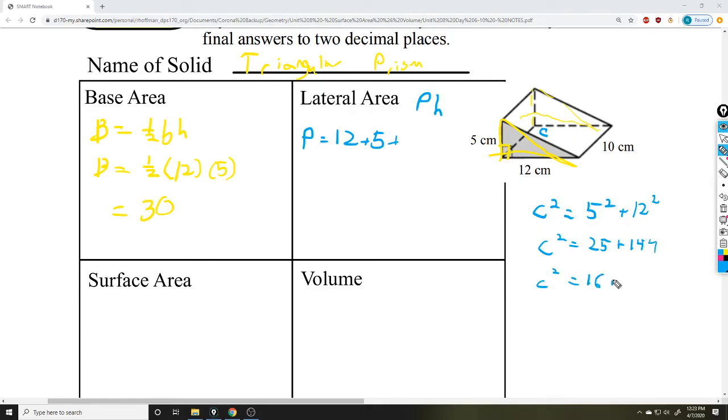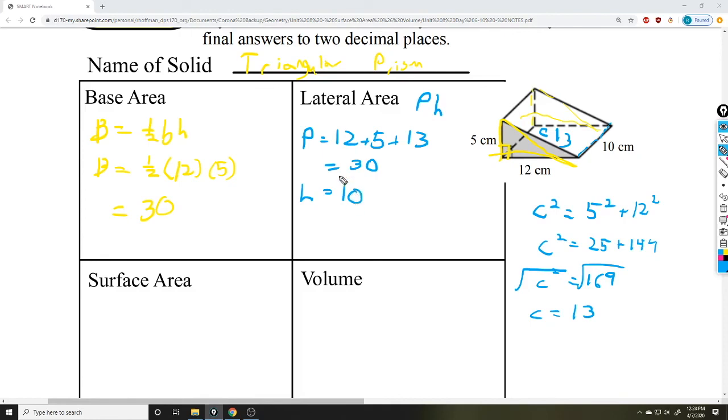Hopefully you should be good to go in solving one of these. Square root of both sides. And we get C to be exactly 13. So this is 13. That means when I add up all the sides, I should add up 12 plus 5 plus 13, which is 30. Then my height equals, well, it's our distance that connects the two bases together, which is this distance right here. Here's a distance that connects the triangles. That's going to be 10.